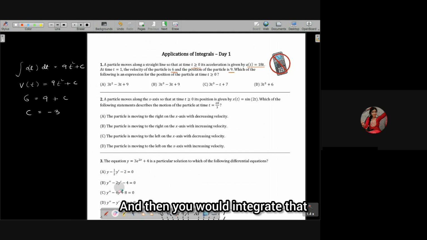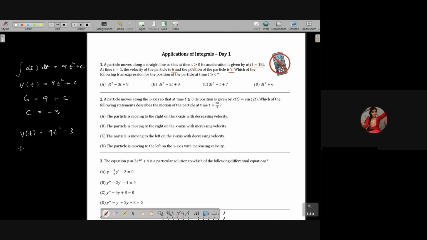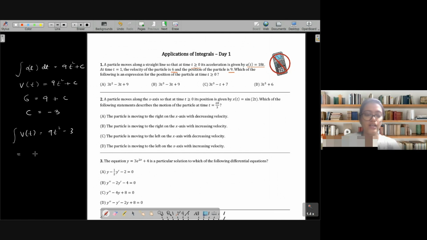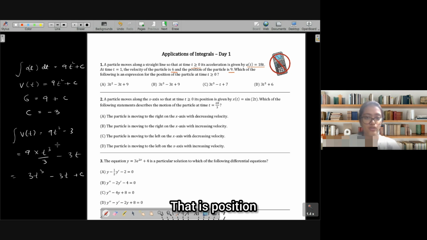And then you would integrate that. So we get 9 times t cubed over 3 minus 3t, so that's 3t cubed minus 3t plus c. That is position.